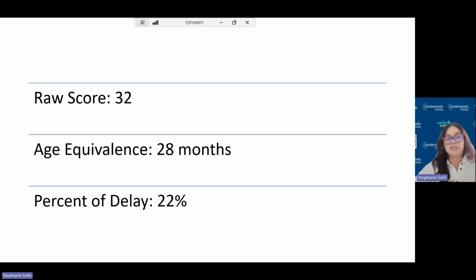So now we have identified that the raw score for this child within the adaptive domain is 32, the age equivalent is 28, and the percent of delay is 22%.